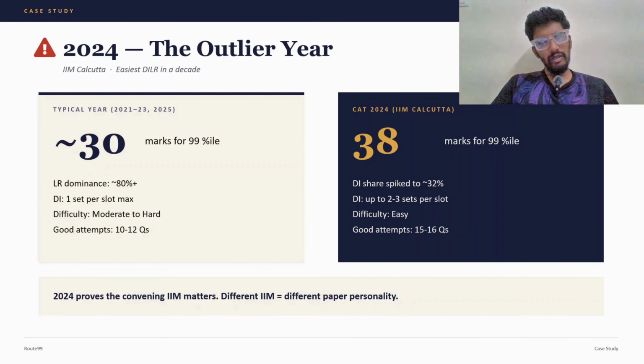Now, every story has an unusual chapter. For CAT 2024, the same happened. The convener was IIM Kolkata, and suddenly the paper felt different, much easier. Students solved so many sets. DI appeared more frequently. The 99 percentile score jumped from 30 to 39, a 38-marks range. And that's a very massive number.